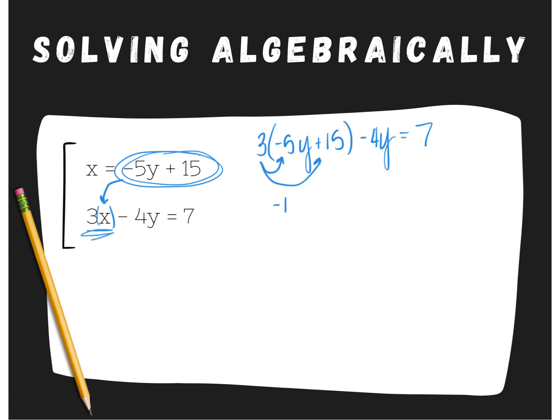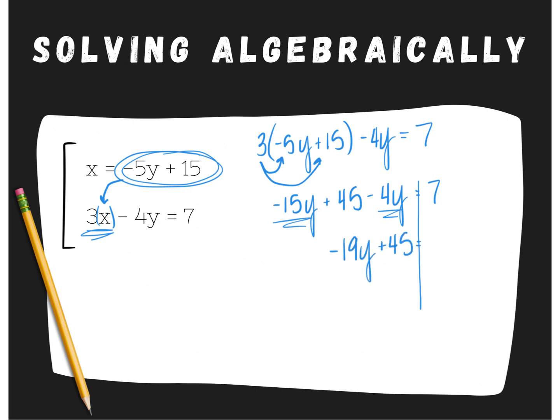Remember that if there's a number outside the parentheses, that means it needs to be multiplied by everything inside the parentheses, but not the 4y because it's not in the parentheses. From there, I can see that I've got some like terms. So negative 15y minus 4y would give me negative 19y. I'll bring down my plus 45 and my equals 7. I know that my next step is to subtract 45.